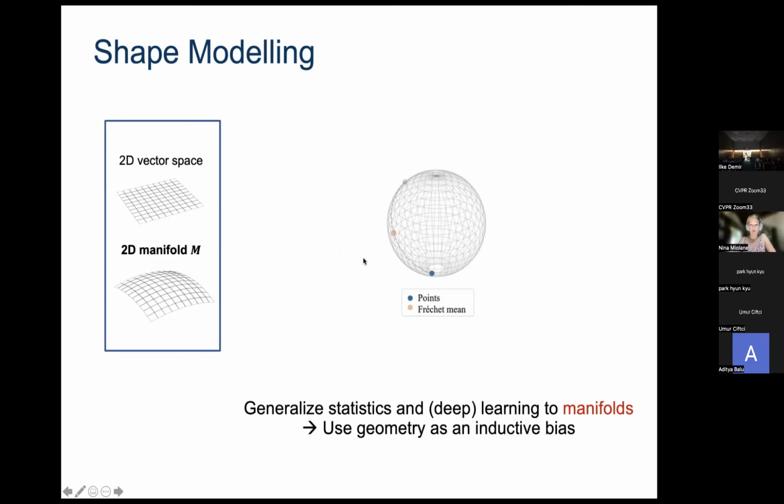Why would we want to do that instead of, for example, just using traditional statistics and then projecting back on the manifold? This is because knowing that the data space is a manifold is information. Knowing the geometry of the shape space, of the space of shape motions, of the space of shape deformations, that is information. And any information that we can incorporate in a learning algorithm is welcome. So in other words, we would like to use the geometry of manifolds as an inductive bias in our analysis.